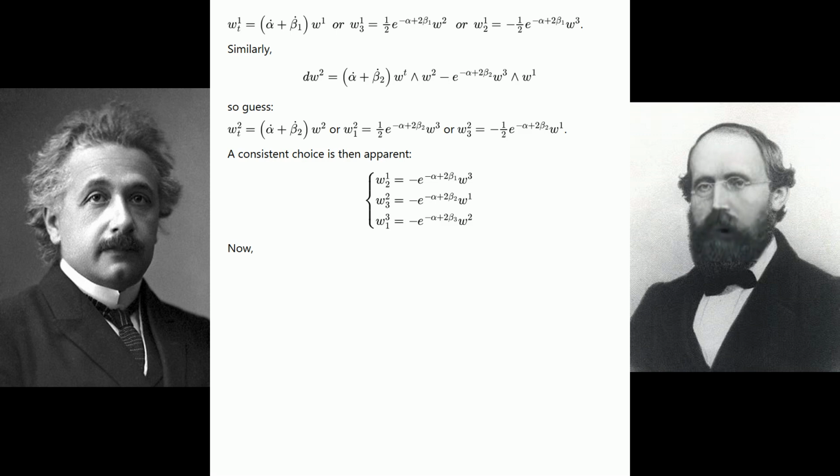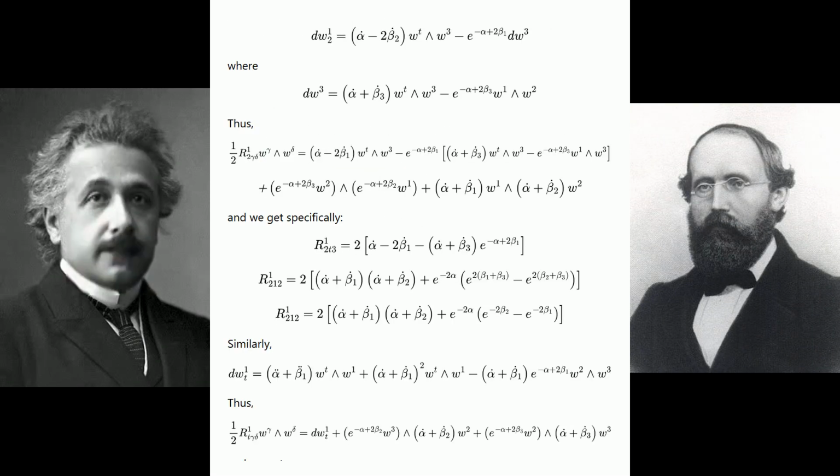So ω_t^2 equals (alpha dot plus beta dot_2) ω^2, or ω_1^2 equals 1/2 e^(-alpha plus 2 beta_2) ω^3, or ω_3^2 equals negative 1/2 e^(-alpha plus 2 beta_2) ω^1. A consistent choice is then apparent. See the next equation. Now, see the equation shown, where see the next equation. Thus, see the equations. And we get specifically the following group of equations.